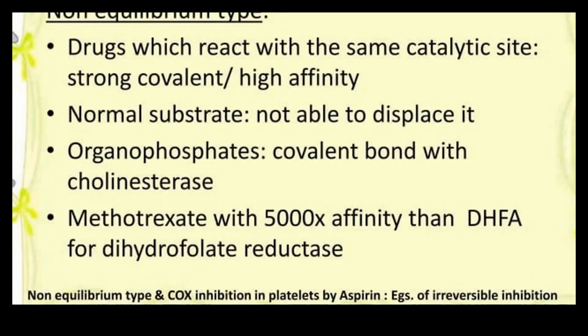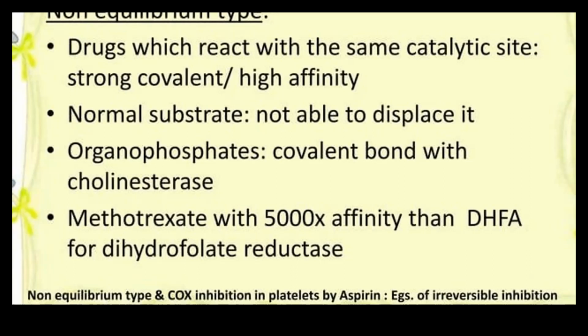If we are talking about neostigmine and physostigmine, these are all carbamate compounds, which are examples of the equilibrium type. If we're talking about the non-equilibrium type, organophosphorus compounds are also anticholinesterase drugs or anticholinesterase agents, but they are not able to displace the inhibitor.